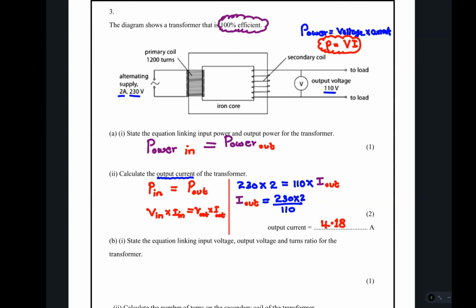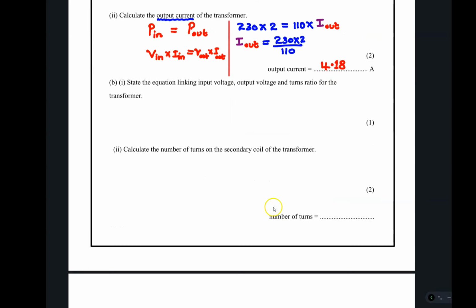Moving to part B, Roman 1. State the equation linking input voltage, output voltage, and turn ratio of the transformer. So here we are going to write two equations that represent this. This one can be written as voltage in the primary coil over voltage in the secondary coil equals number of turns in the primary coil over number of turns in the secondary coil. Or it can also be given as number of turns in the secondary coil over number of turns in the primary coil equals voltage in the secondary coil over voltage in the primary coil.